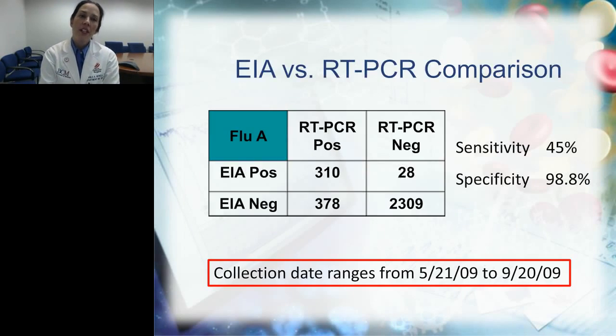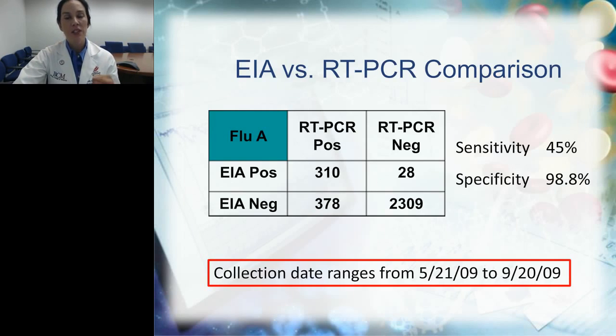So this is what the results came out for our EIA, or the rapid flu, as you remember. And as you can see, EIA positive, negative, EIA positive, negative, real-time PCR positive or negative. So again, this is the important number. 378 flu negative rapid tests were indeed positive by the PCR.